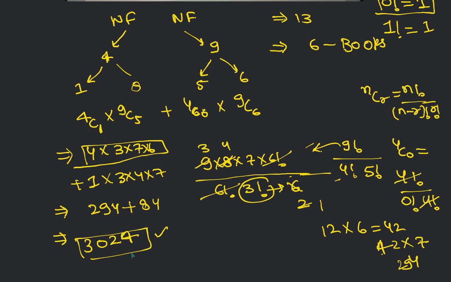Mike, please confirm. Let me just use the calculator. Just give me a moment. Yes, I got 294. Are you getting the same? 4 times 3 times 7 times 6. I got 504 when I multiply 4 times 3 times 7 times 6, I guess. Yes, you are correct. I am getting 504. Maybe I made a mistake in the calculation.